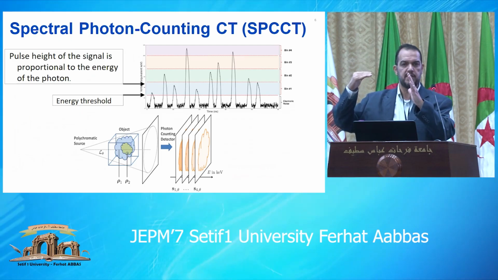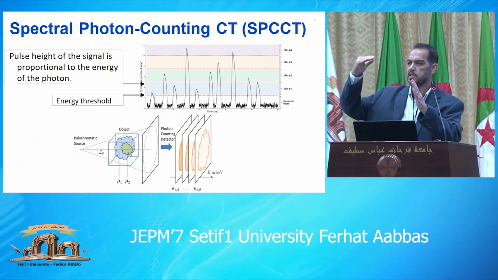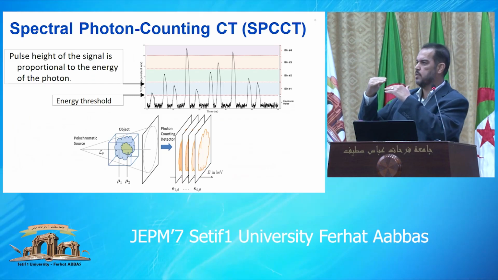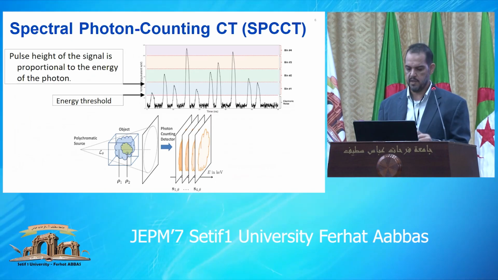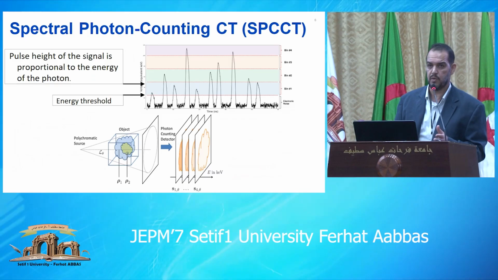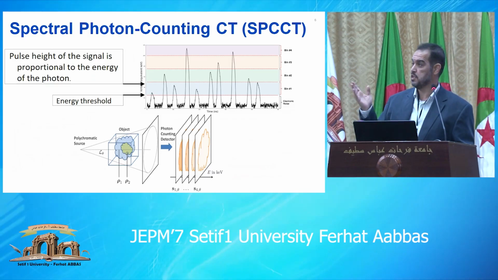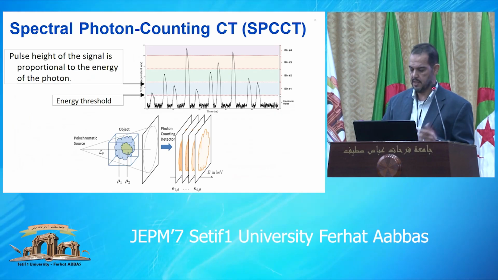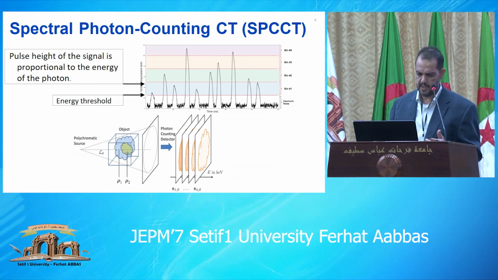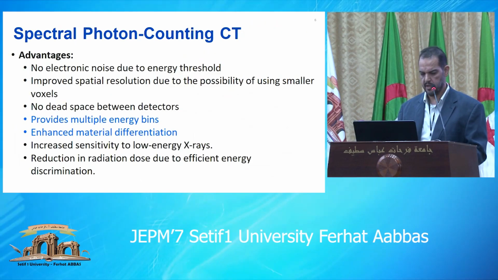So you can have multiple detectors and set different thresholds, and you only collect or count the photons that have an energy above the threshold. This is a very important development, because now in X-ray imaging we have a detector that differentiates between the energy of the photons and can count the photons. That's what we call spectral imaging. The most common name used is spectral photon counting CT, SPCCT. That's an abbreviation that I will be using in the rest of my presentation.